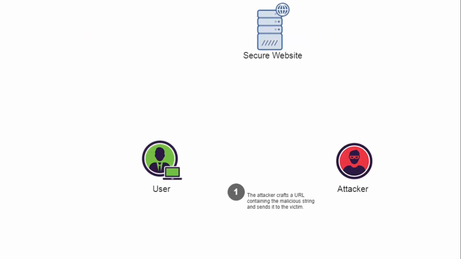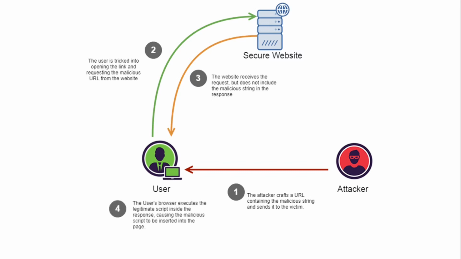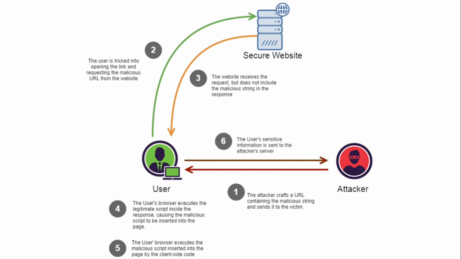For example, here an attacker will craft a URL containing the malicious string and send it to the victim. So the user is tricked into opening the link and requesting the malicious URL from the website. The website receives the request but does not include the malicious string in the response. The user's browser executes the legitimate script inside the response, causing the malicious script to be inserted into the page. And then the user's browser executes the malicious script inserted into the page by the client-side code. And finally, the user's sensitive information is sent to the attacker's server.